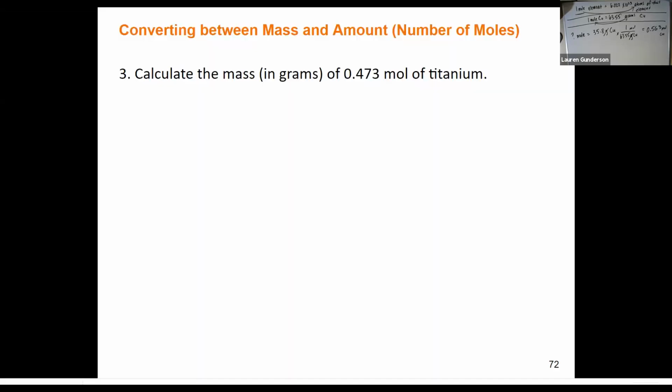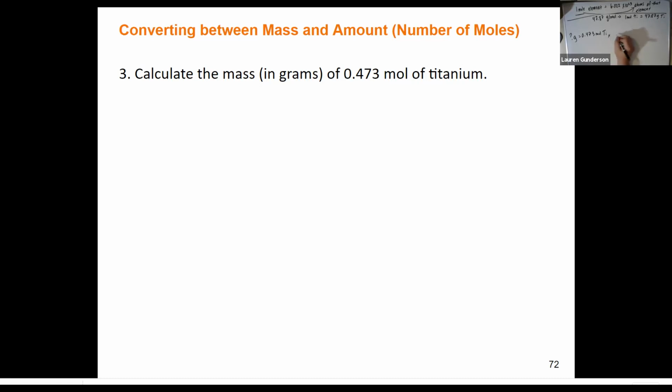This next question looks at the reverse process. Here we're looking at titanium. We're asked to calculate the mass of titanium in grams of 0.473 moles of titanium. If you look up titanium on the periodic table, we see that it's 47.87 grams per mole, which means that every 1 mole of Ti is going to have 47.87 grams.